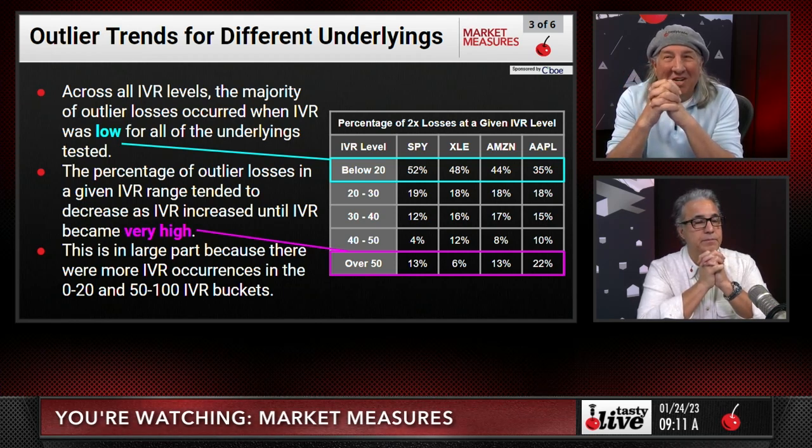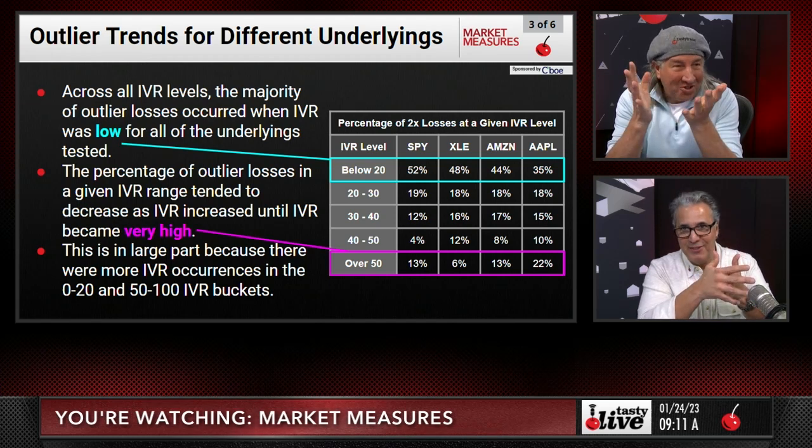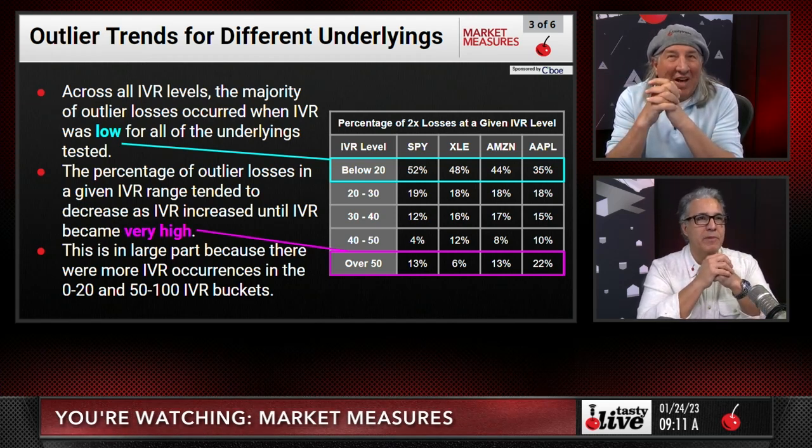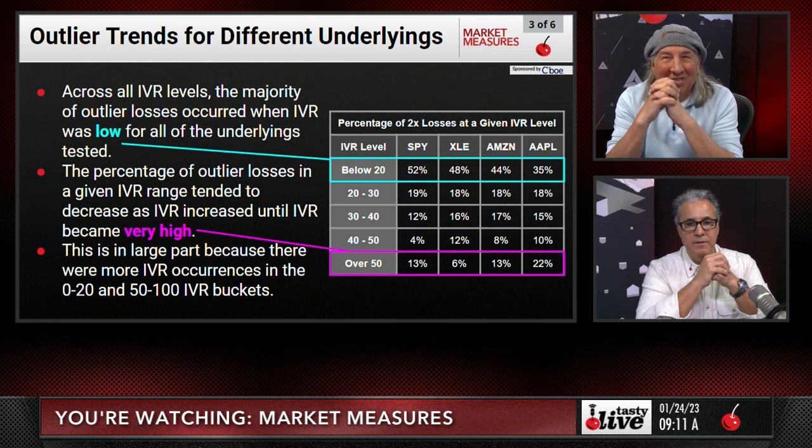So the reason that you have the numbers is like saying you get into an accident most of the time around your house, because you drive around your house most of the time. Right, of course. The percentage of outlier losses in a given IVR range tended to decrease as IVR increased until IVR became very high. This is in large part because there are more IVR occurrences in the 0 to 20 and the 50 to 100 buckets. That's why you have the biggest numbers there. That's where IVR lives. Either it's really high or it's super low. That's why I have the most occurrences in there.